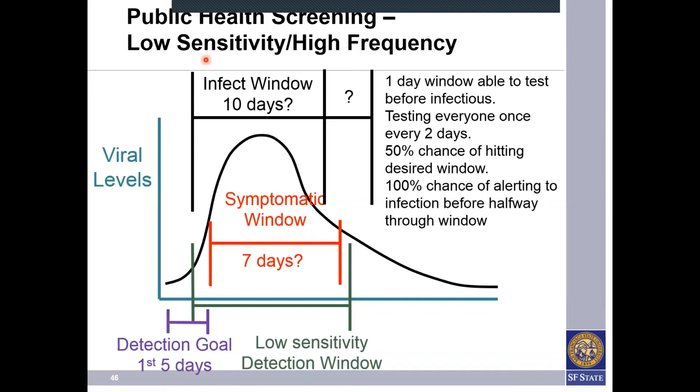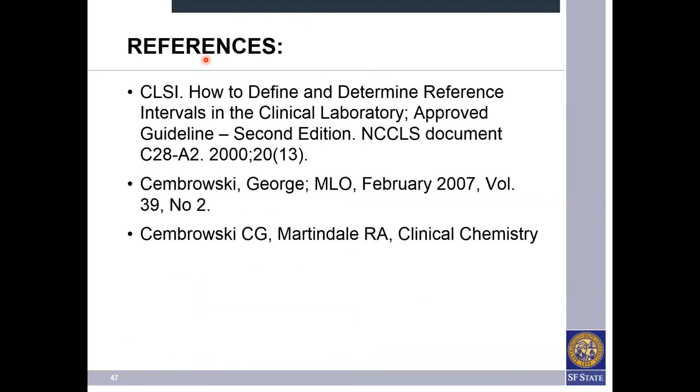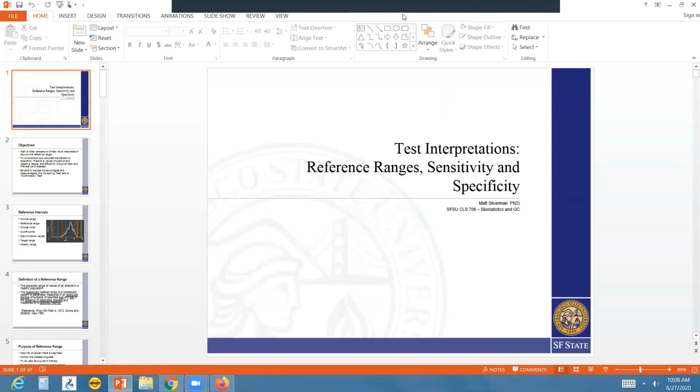These are all going to be trade-offs that you have to have serious discussions with your quality assurance team and your management team to figure out what's the goals of our lab, what's the goals of our hospital. And that is it for sensitivity, specificity, and predictive values.